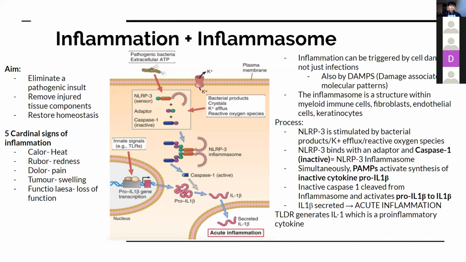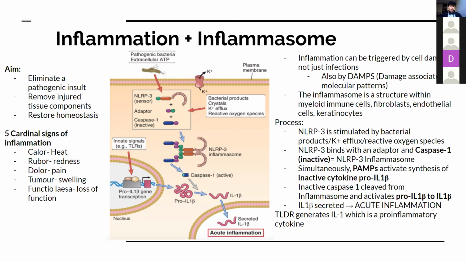The 5 cardinal signs of inflammation that they like you to know are calor, rubor, dolor, tumor, functio laesa. That'll get drilled into you enough, so hopefully you remember that. Inflammation can be triggered by cell damage and not just infections. Cell damage promotes inflammation through damage-associated molecular patterns. And the inflammasome is effectively a structure within cells that promotes acute inflammation.